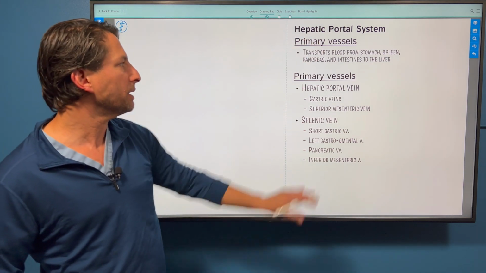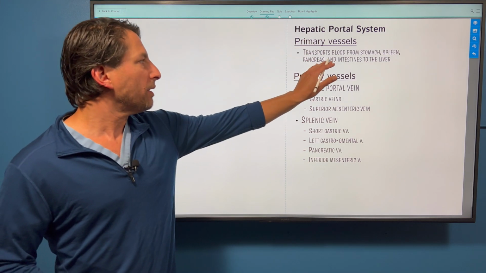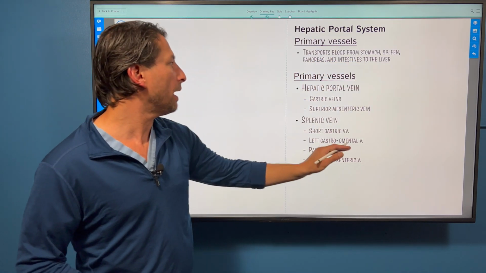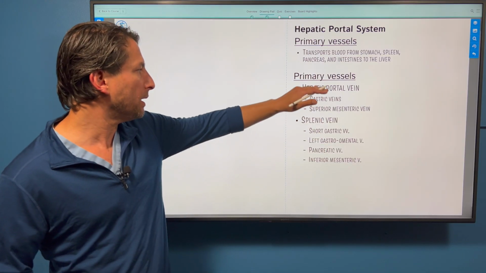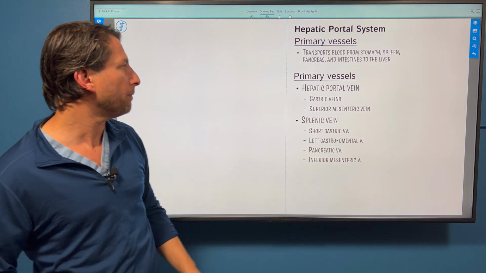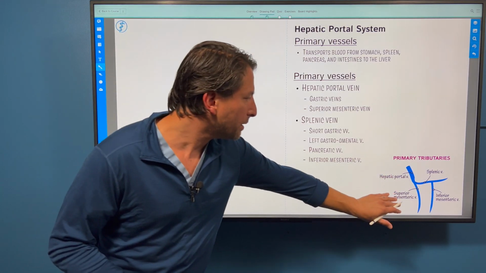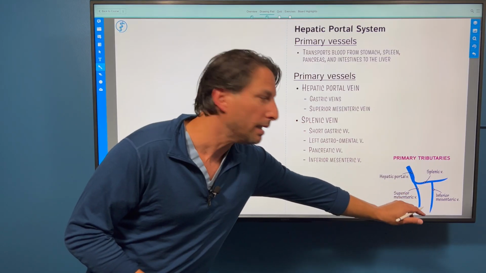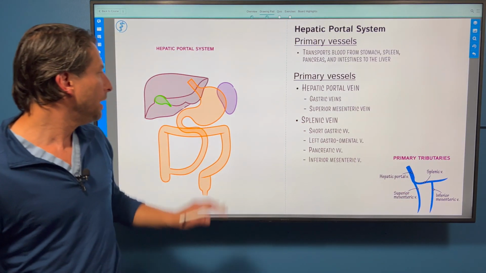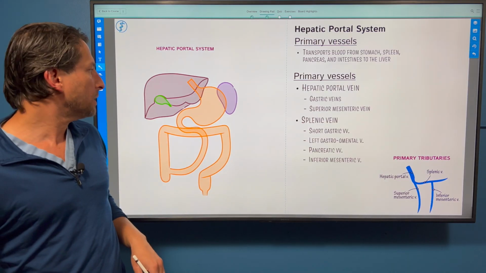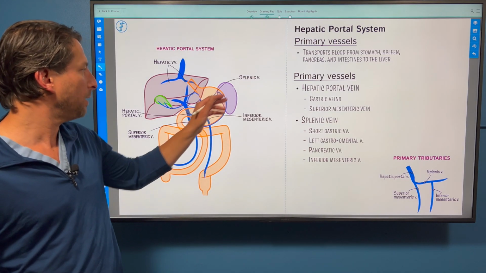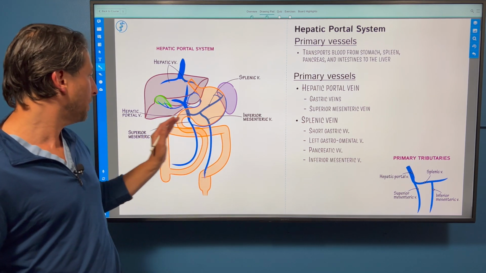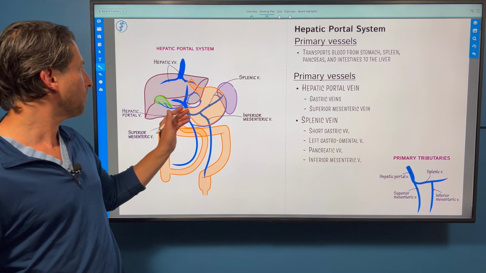The hepatic portal system. So the primary vessels transport blood from the stomach, spleen, pancreas, intestines to the liver. And these are the primary vessels right here, hepatic portal vein, splenic vein. This is our little tree structure here. So we have splenic vein, hepatic portal, superior mesenteric, and then inferior mesenteric over here. This is our basic organ system setup. Splenic vein, we see the spleen here. Inferior mesenteric, this is mesentery here, superior mesenteric here, and then hepatic portal vein.